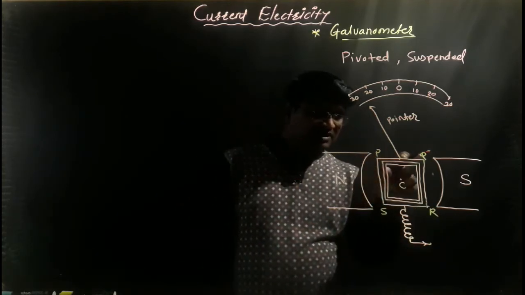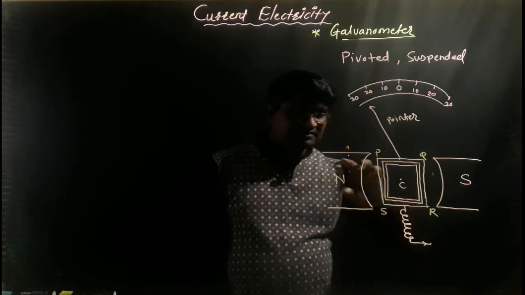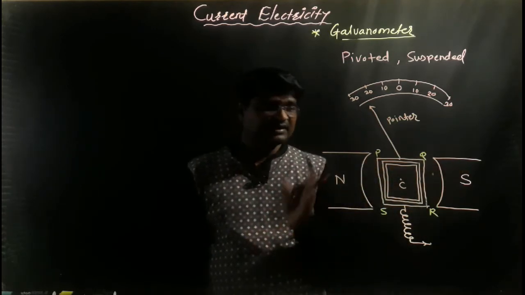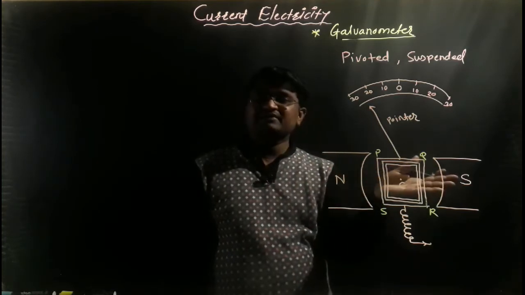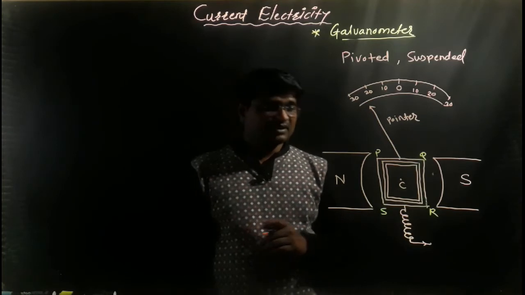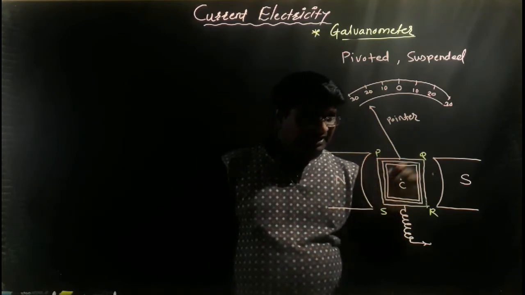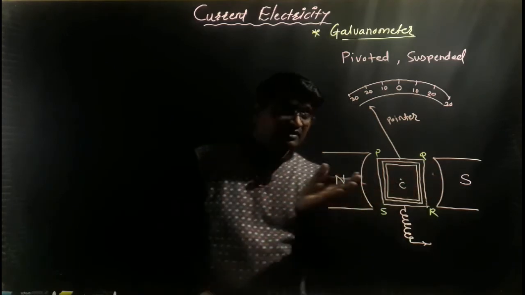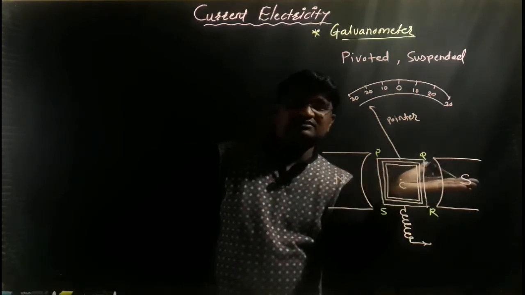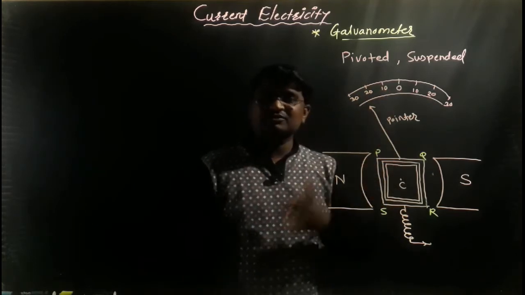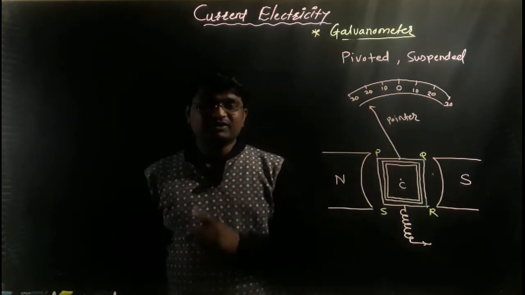The wires PQ and SR are parallel to the magnetic field. They are in the same direction as the magnetic field, which means they cannot experience any force. But let's see the wires PS and QR. They are perpendicular to the uniform magnetic field, which is moving in the given direction.